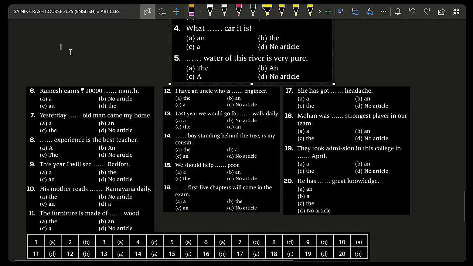So that's it, students, from today's class. So we discussed time, speed, distance in mathematics and average speed concept, and in English we did up to articles. So that's it from today's class.